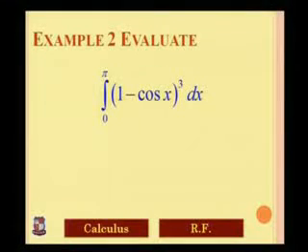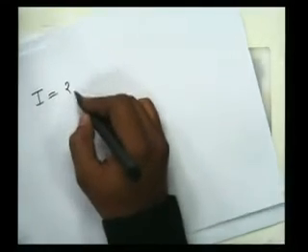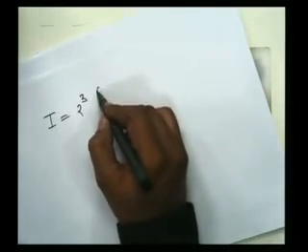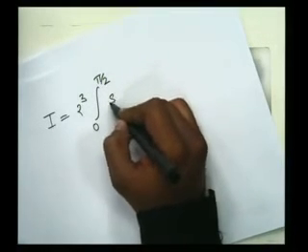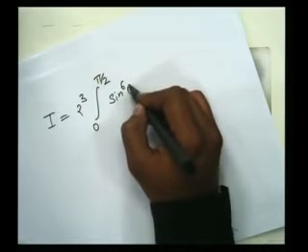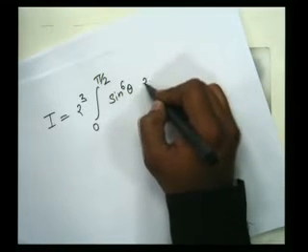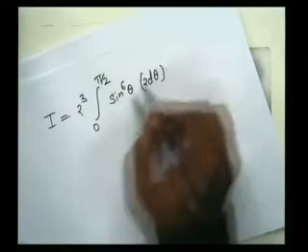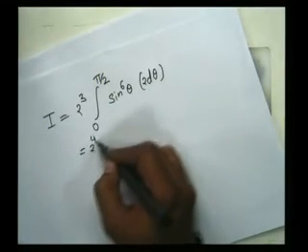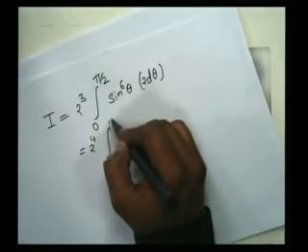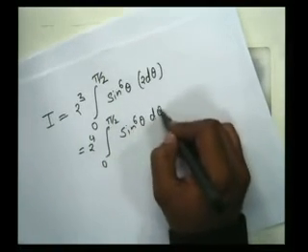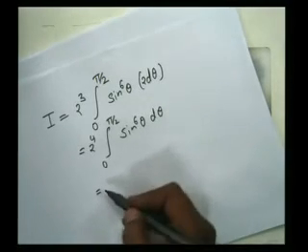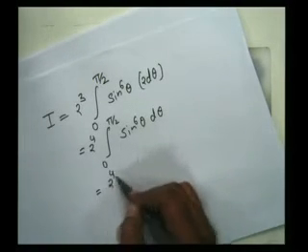We have I equal to 2 raised to 3, integration 0 to pi by 2 sine raised to 6 theta, and dx equal to 2 d theta, so it is 2 raised to 4, integration 0 to pi by 2 sine raised to 6 theta d theta.